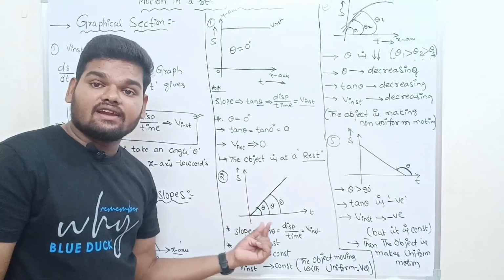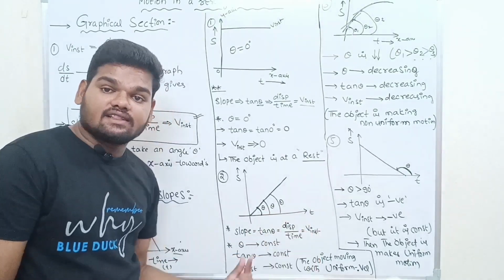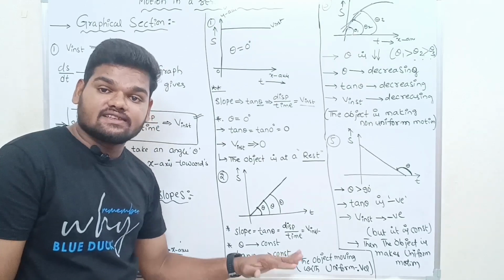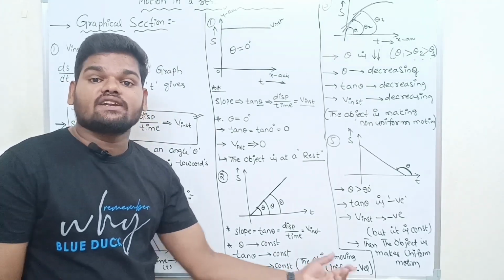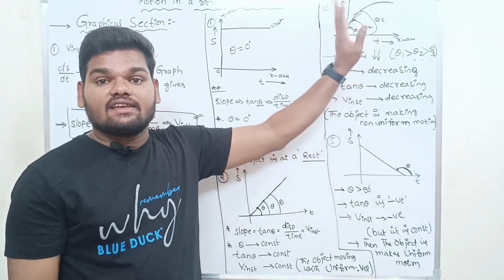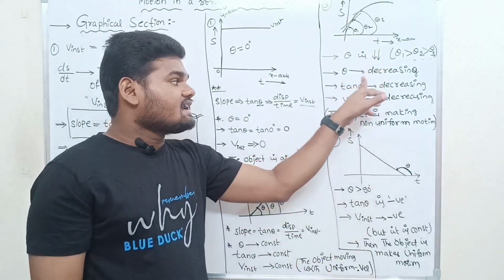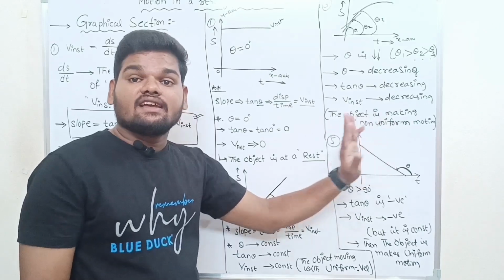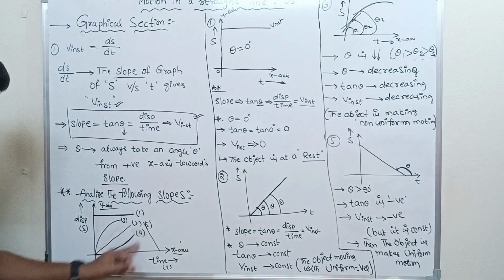In this slope, angle theta is constant. Then slope is constant, then tan theta is constant. Tan theta constant, instantaneous velocity is constant. If instantaneous velocity is constant, the object is making uniform motion. In this graph, theta decreases with respect to time. Then angle theta decreases, tan theta decreases, instantaneous velocity decreases. The object is making non-uniform motion.